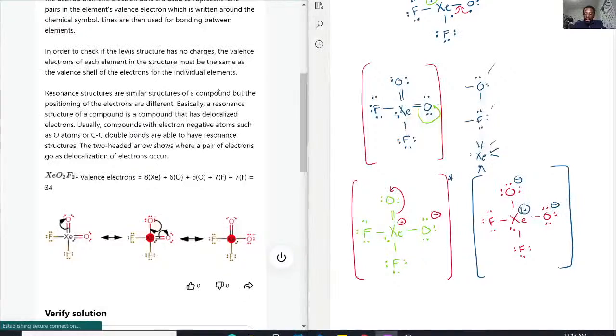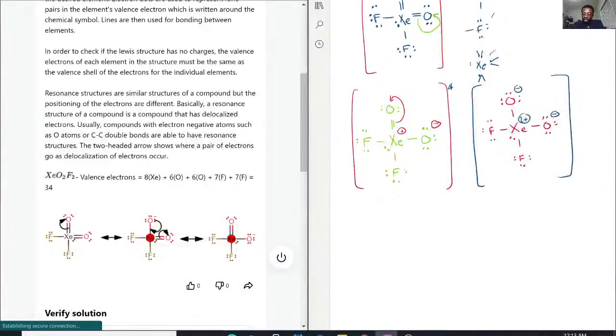Like I said, this one I could have also done where I did xenon, and now the double bond is here and the single bond's up top. I could have easily done that as well as another resonance structure. There's quite a few possible resonance structures for this, and these are just some of the few.